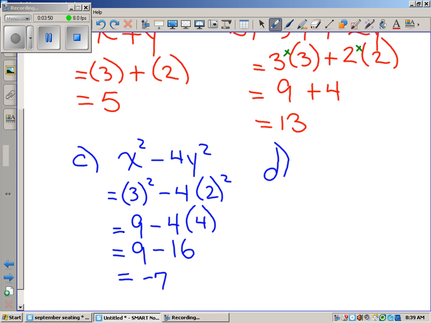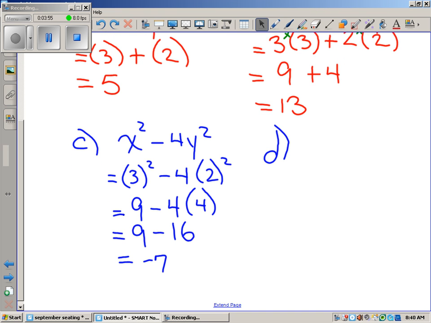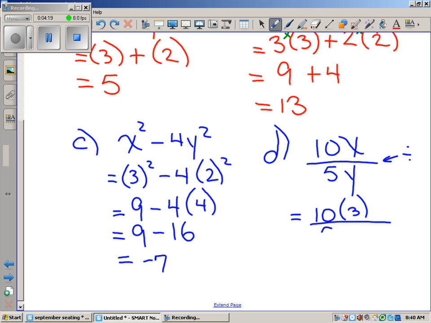And lastly, let's do something like 10x divided by 5y. Remember that this is a division sign, so we still write the same way. 10, the x value is 3, divided by 5, the y value is 2. Please remember from last time we do all the top and all the bottom first. This will really be 30 divided by 10. Final answer, 3.